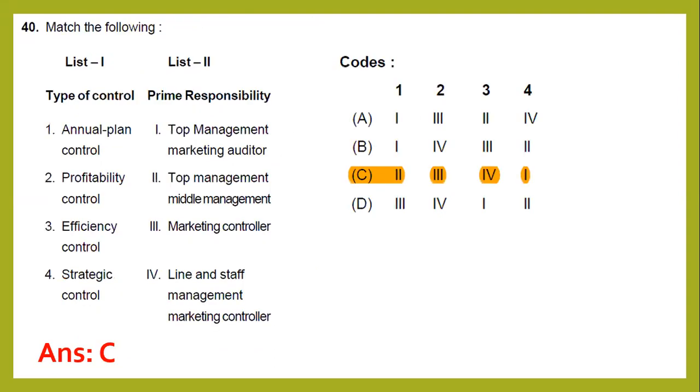Type of control, prime responsibility: for annual plan control, it is related to top management, middle management. Profitability control is related to marketing controller. Efficiency control is related to line and staff management, marketing controller. Strategic control is related to the top management, marketing auditor. So this is how it is related. So correct option is C for 40th question.